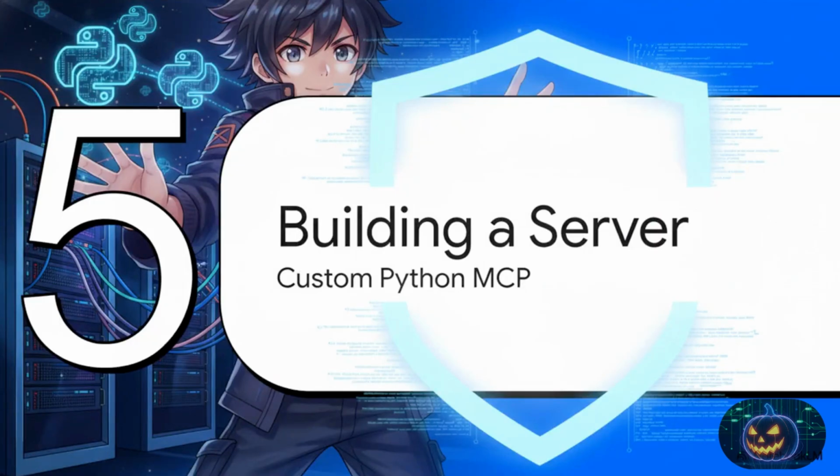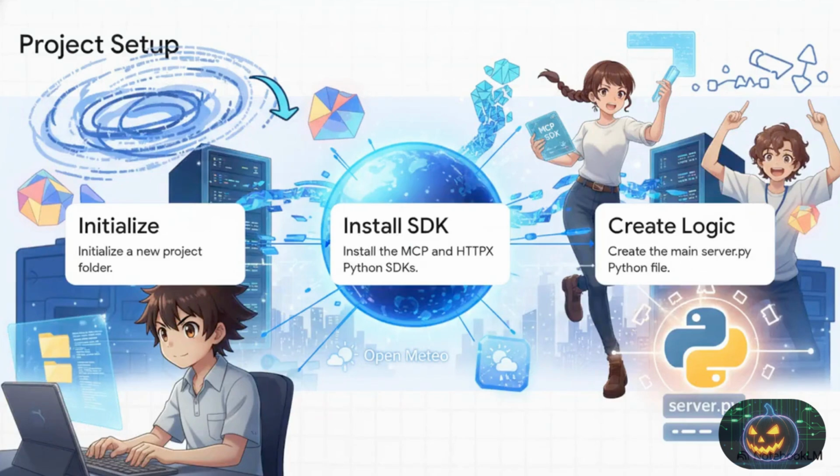Section 5, building your own Python server. Let's get our hands dirty. Look, using existing servers is fantastic, but building your own custom Python server is where you unlock true superpower status. We're going to build one using the FastMCP approach. Conceptually, it's just installing the SDK, defining tools as decorated functions, registering resources, and starting it up.